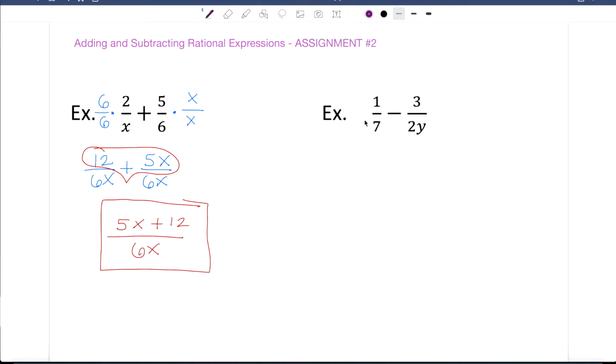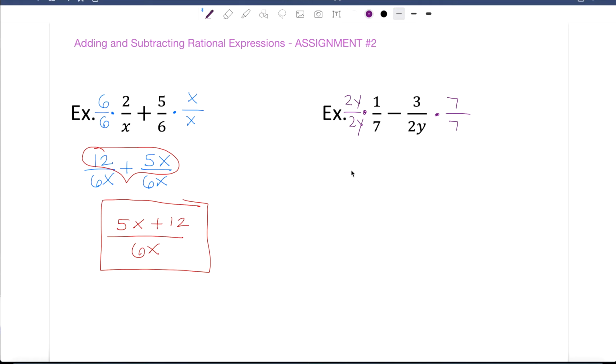Next one. So let's take a look at our denominators. We have 7 and 2y. There's absolutely nothing I can do to 7 to make it turn into a 2y. And there's nothing I can do to 2y to make it turn into a 7. So what do you do? You just multiply both fractions by the opposite denominator. So I'm going to multiply 1 over 7 by the other denominator, which is 2y, both top and bottom. And multiply 3 over 2y by the opposite denominator, which is 7. And make sure you multiply top and bottom.